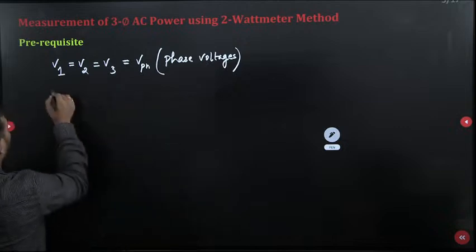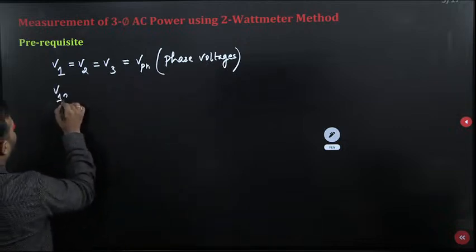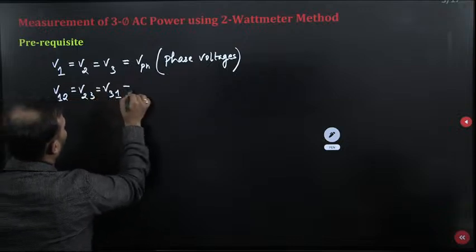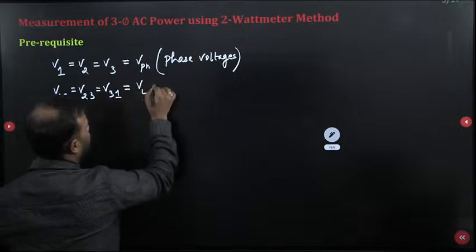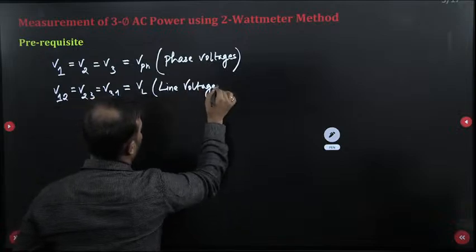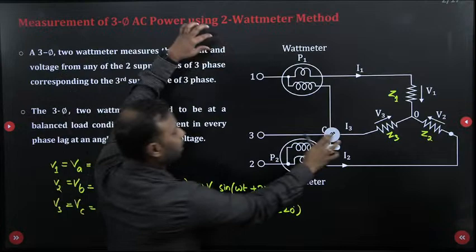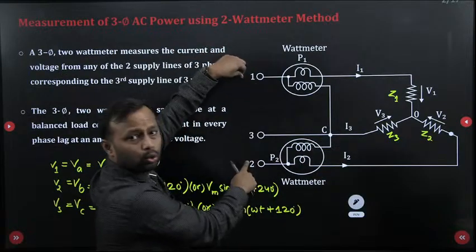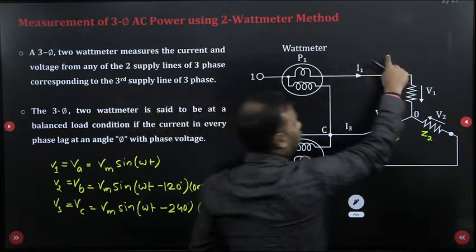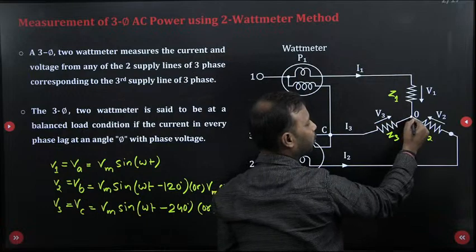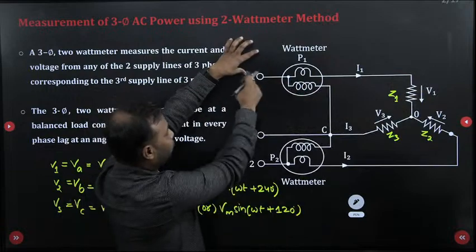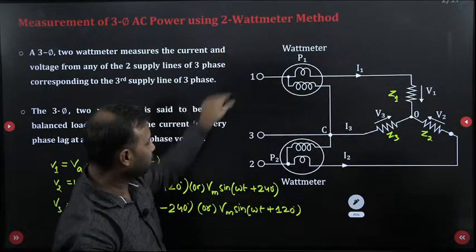Now let me take V12, V23 and V31. These are your line voltages. What do you mean by this? The voltage from 1 to 2 is the line voltage because you are measuring the voltage from line to line, isn't it? From line 1 to this point, these are the phase voltage. And the voltage from line to line is your line voltage. So this I have taken as VL.